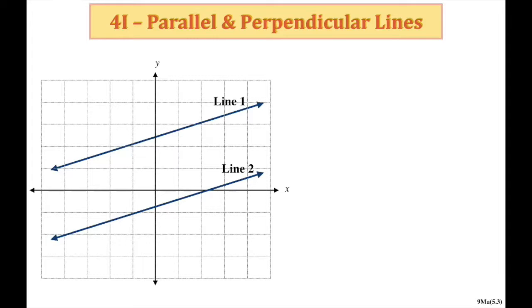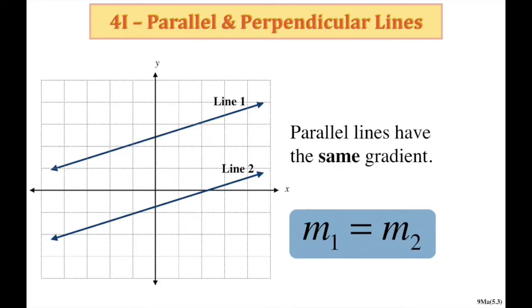You've got two lines that are parallel. That means they will never touch. They are constantly the same distance apart. If you look at the lines and study the gradient of each line, they're going to have the same steepness rating, or the same gradient, or the same slope. So m1, the gradient of line 1, equals m2, the gradient of line 2.